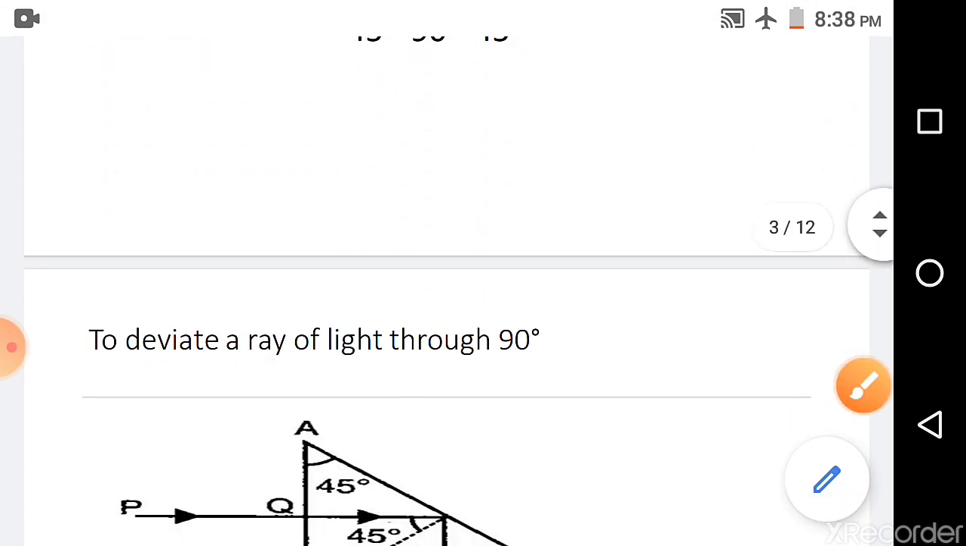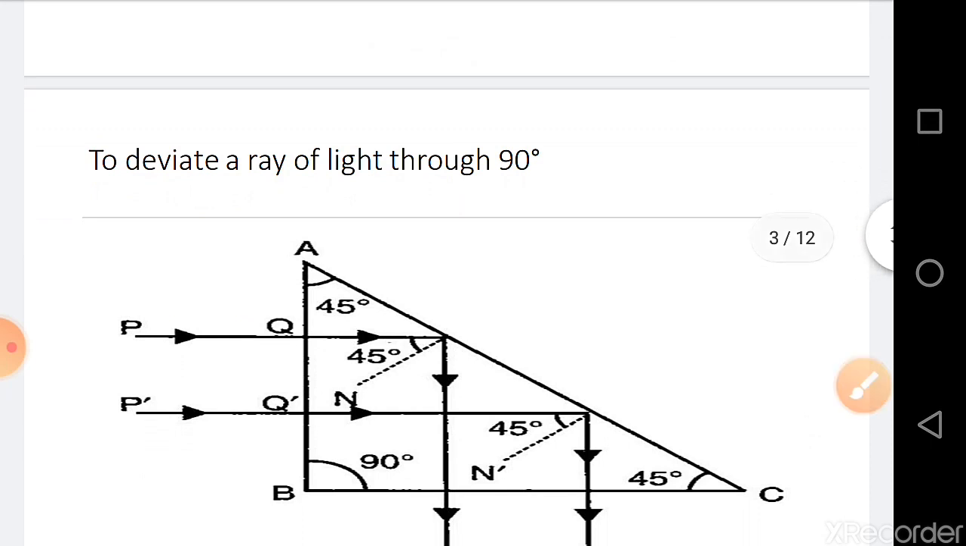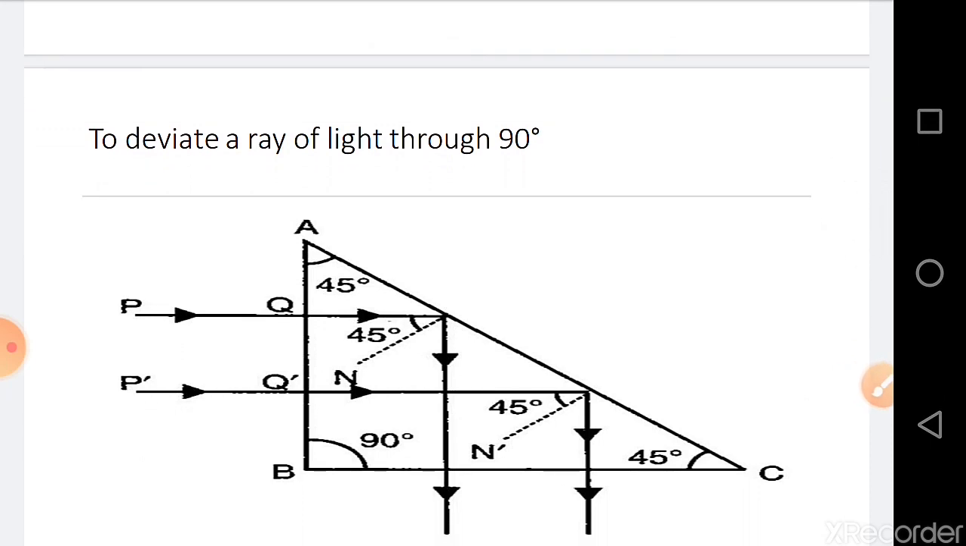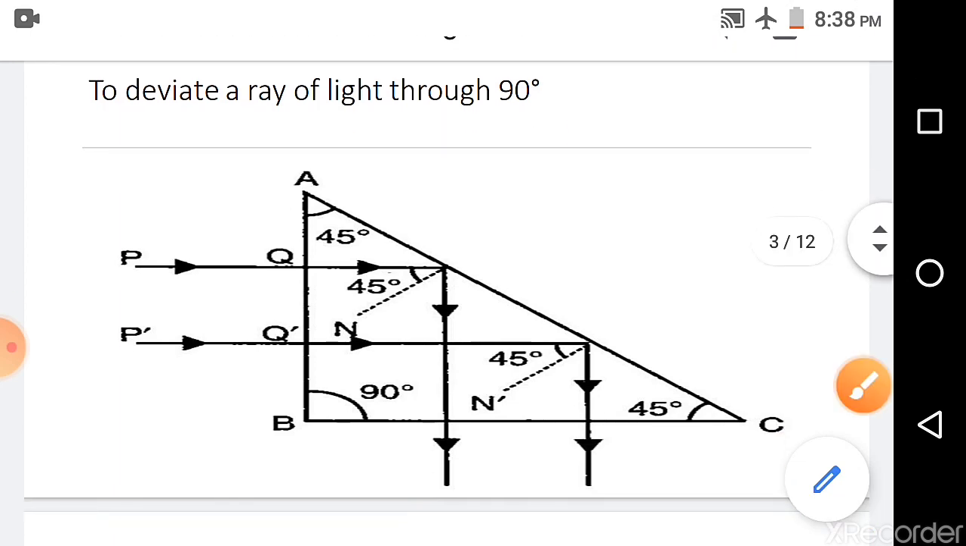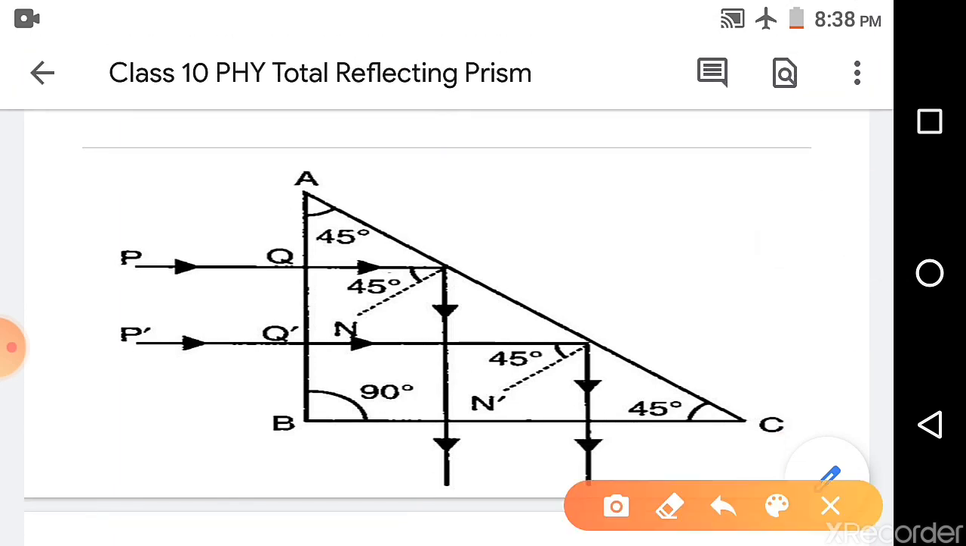So see, the function is to deviate the light ray through an angle of 90 degrees when we keep the prism in that particular position as we have in the figure. We are considering two light rays incident along PQ and P'Q' parallel to the surface BC, and those are incident on the surface AB normally. As those are incident normally, they are refracted undeviated and the light ray passes undeviated.